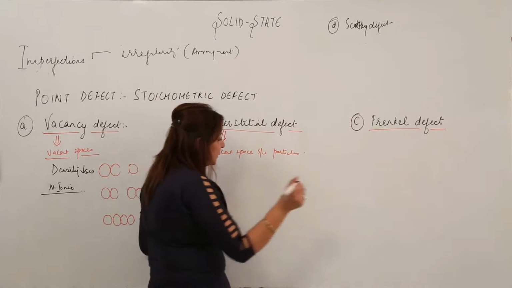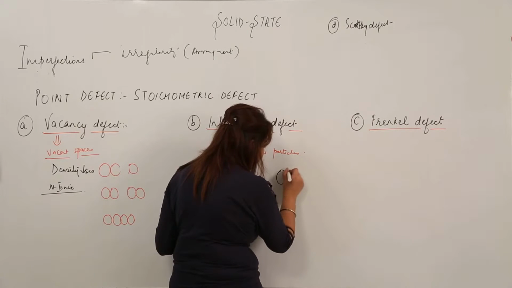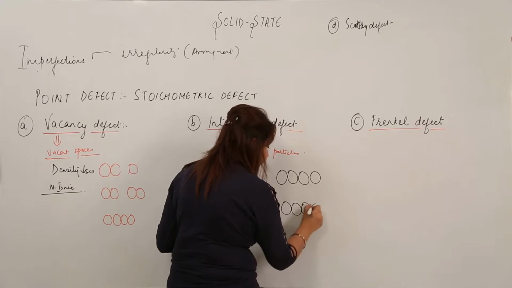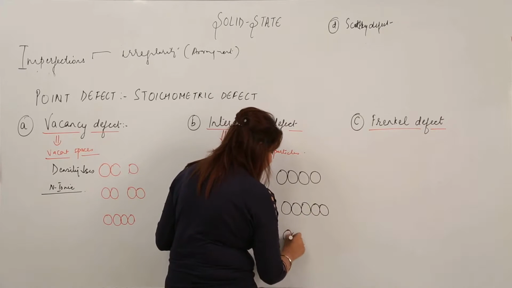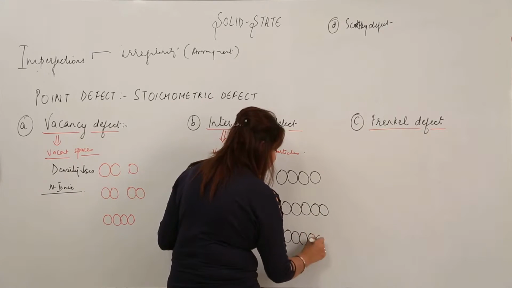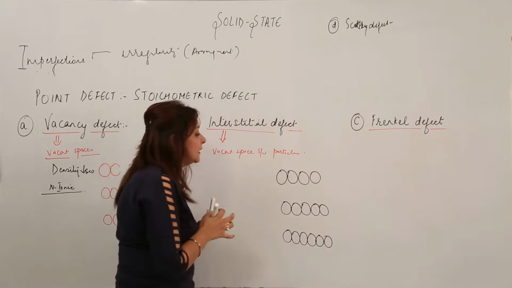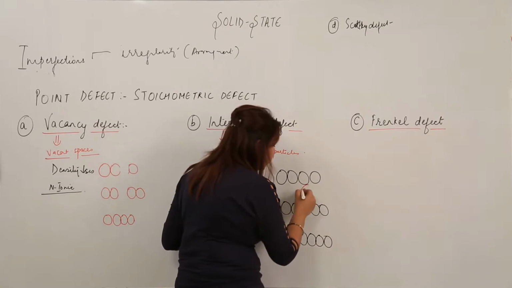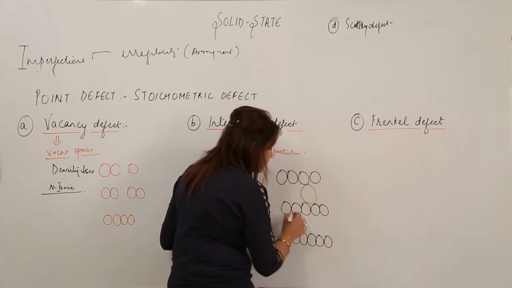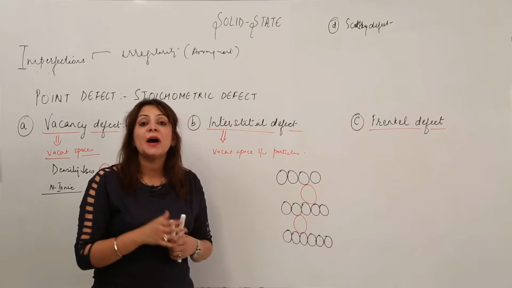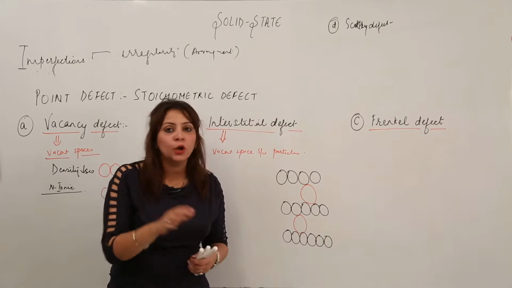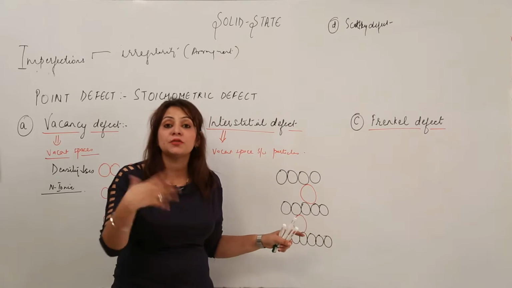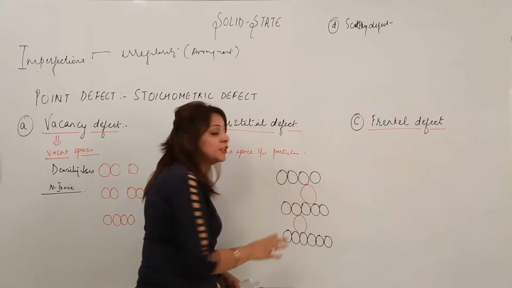Again I am drawing a crystal, just look at the board carefully. Suppose we have a crystal like this. What do I get to see in this? This is the interstitial space. I get to see a particle occupying an area between these interstitial spaces also. That means particles are in excess. They are not missing from their position, just keep in mind. We get to see extra particles which are occupying the interstitial sites.